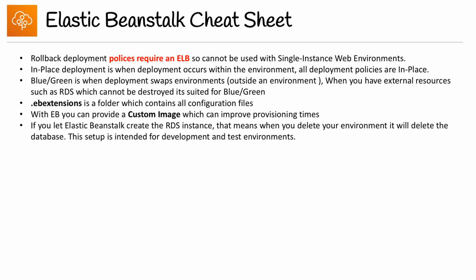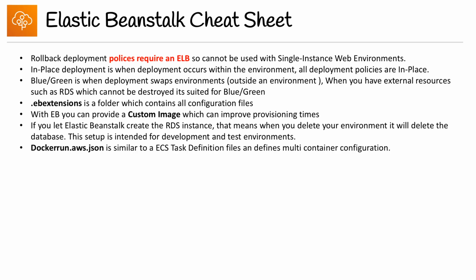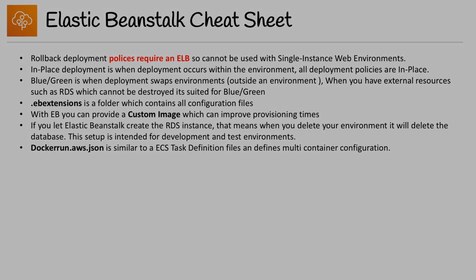Really do consider that. And the last thing here is Dockerrun.aws.json is similar to ECS task definition file and defines multi-container configuration. So yeah, if you looked at task definition, you'll understand it. We don't have to go through the guts of that here, but this is generally what you need to know for the exam, but really know those deployment models, okay?